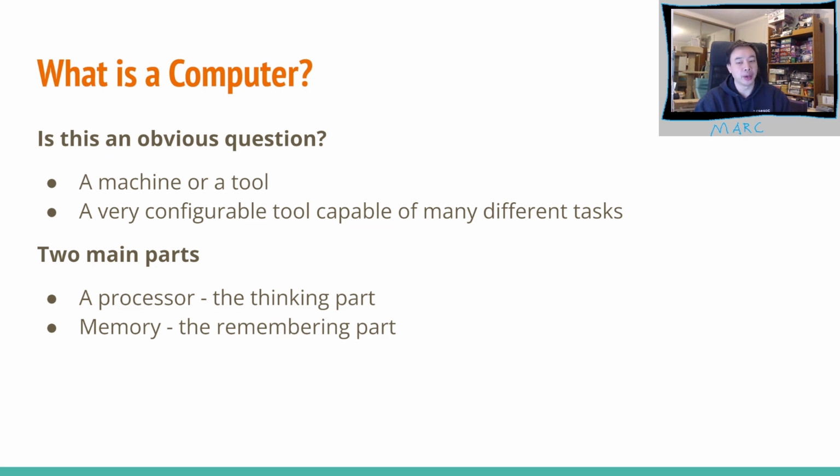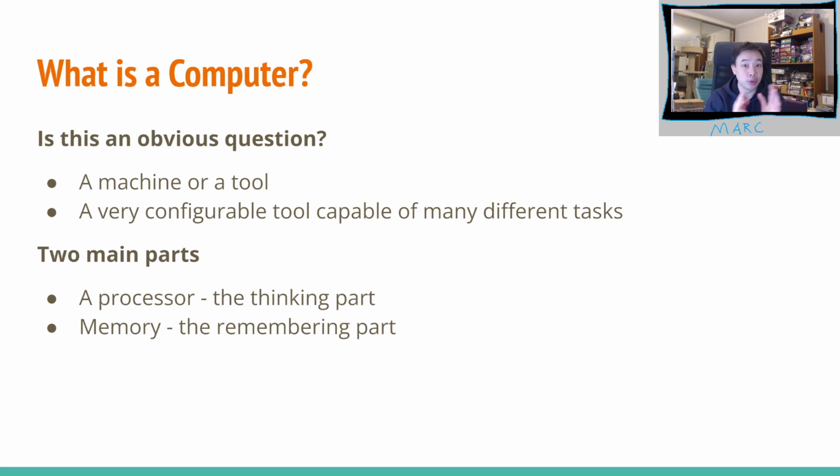So the thinking part is the processor. You buy a computer, you might look at the CPU or processor, your Intel i7s or whatever, your AMD Ryzens, that kind of thing. That is the part that is going to take information that's given to it, process it in some way, and spit information back out.